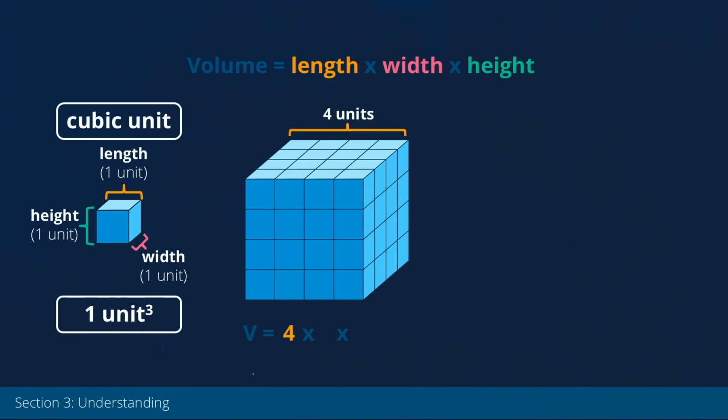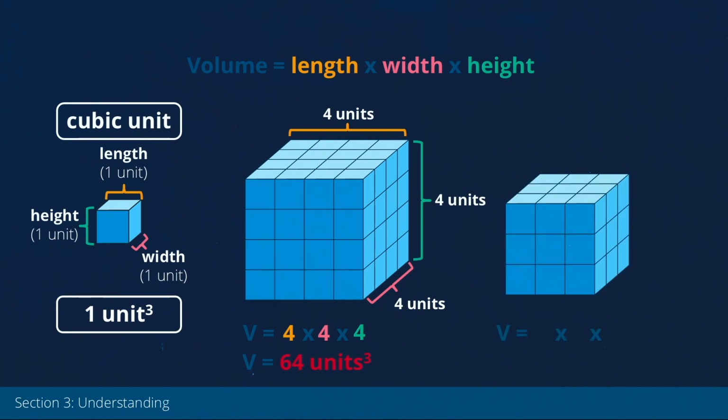But let's think about this shape right here. Let's see, I have a length of 4 units, and I have a width of 4 units, and I have a height of 4 units. So what is 4 times 4 times 4? Well, that's 64 units, but I'm thinking about this as units cubed. So I'd write this as 64 units cubed.